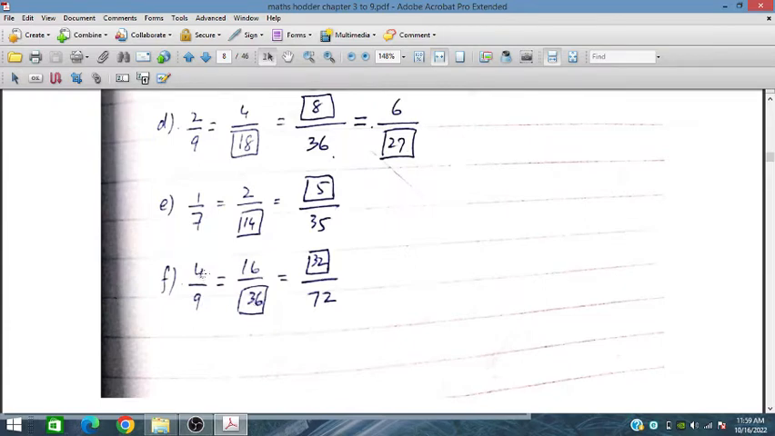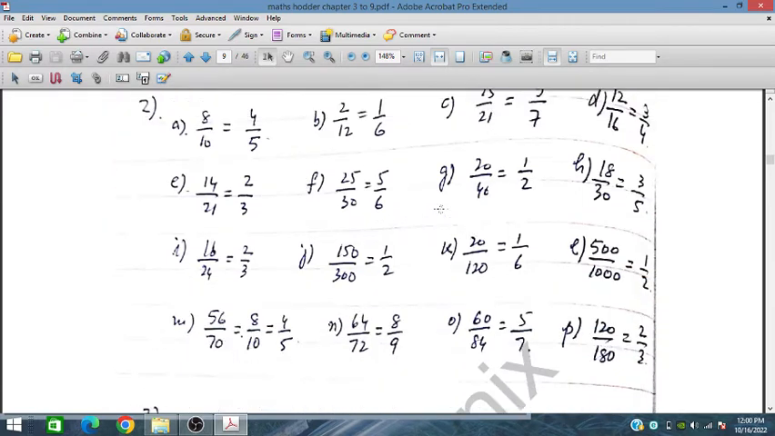So if we multiply this by 4, we get 16. If we multiply by 8, we get 32. Multiply by 8 gets 72. So the denominator multiplied by a number to get the same number should have the numerator multiplied by the same number. If we multiply and divide by the same number, there is no change in the fraction.